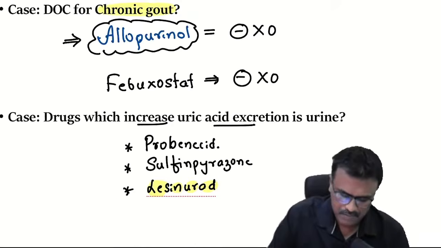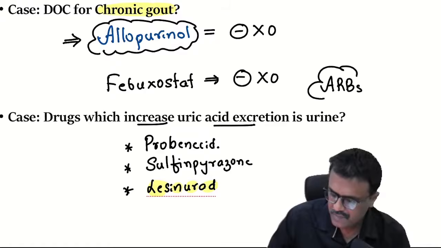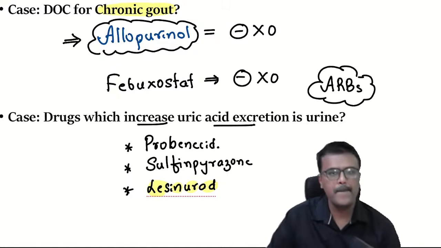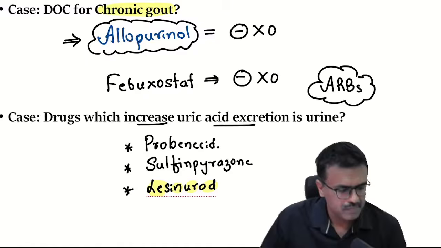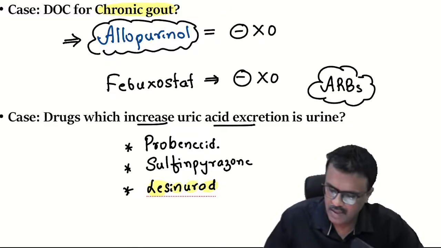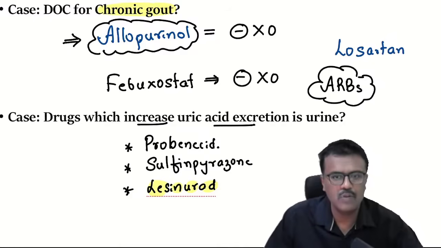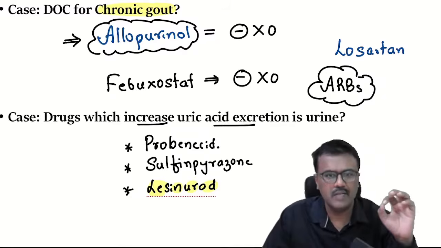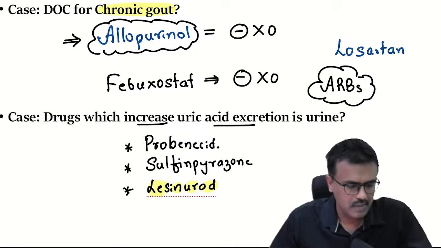Now can you tell me an ARB which increases uric acid excretion? Waiting for your answers. Yes, the ARB which reduces uric acid. Yesterday also I told you the name is losartan. Losartan lowers two things, uric acid and thromboxane A2. Very, very important. Yes, you are right. Toludin, Rama, correct.